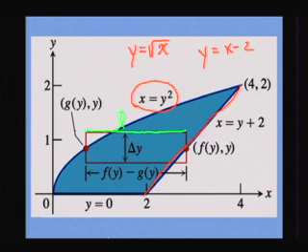And so what happens now is we set up our rectangle where the length here is figured out as f of y, y, subtracting g of y, y. And so what we have is f of y minus g of y for our length. Now the width is, instead of delta x, it's delta y.